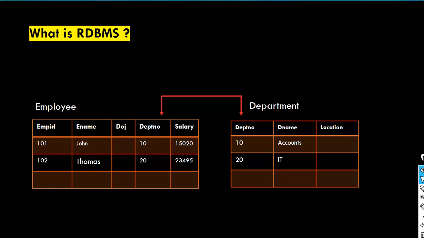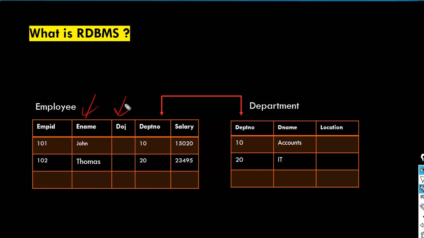Now the question is, we understood what DBMS is. It is meant for storing the data, retrieving data, and it gives additional security. Everything is fine. What is RDBMS? For example, I have two tables, employee and department. Let's say you want to retrieve the department name along with the employee name and salary. You want three columns displayed in your report: the employee name, salary, and department name.